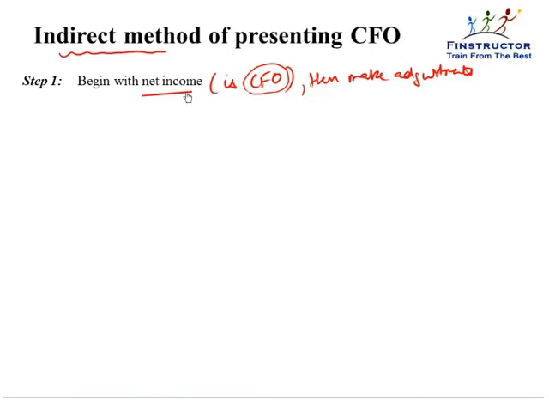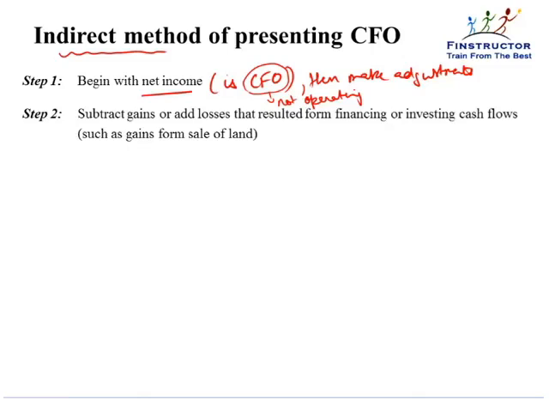However, there are components of the net income that are not operating in nature. For example, if there is a gain on sale of land or the gain on sale of plant and equipment, then that part of the net income is not operating in nature, so that has to be knocked off. So subtract gains or add losses that came from financing or investing cash flows. For example, any gain from sale of land or loss on plant and equipment, etc. That's the first adjustment we'll make.